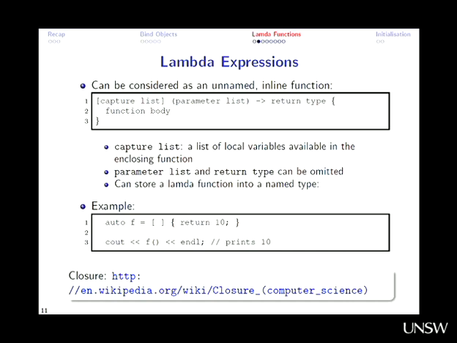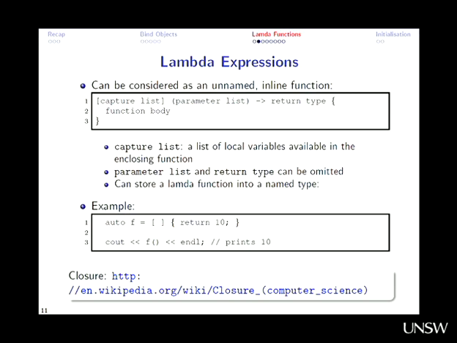We still have a standard parameter list, which is the things that we're passing in like a normal set of parameters. And we still have a return type, but both the parameter list and the return type can be left out. Most of the time the return type is left out. Most of the time, not always. And we can store a Lambda function into a named type.